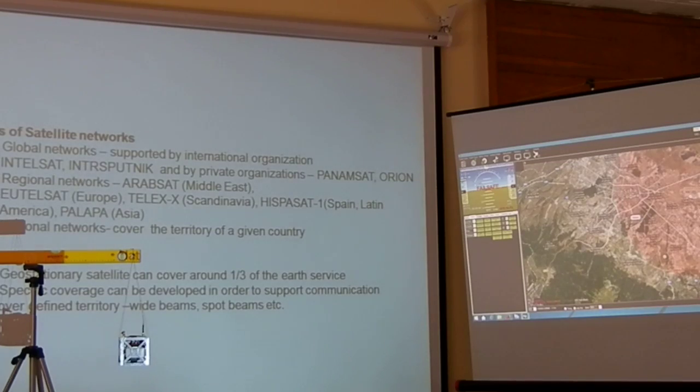Coverage: in principle, each geostationary satellite can cover one third of the Earth's surface, so it's a huge coverage. But such huge coverage is never used because you have a very low amount of power, because power is spread over a huge area, and so it is not economically useful. So usually we have different service areas with different sizes depending on your application.